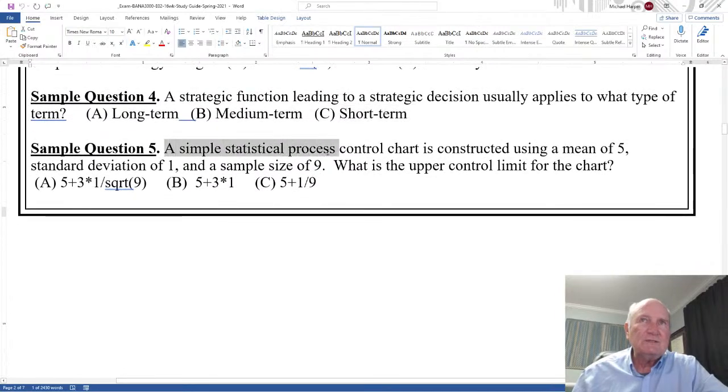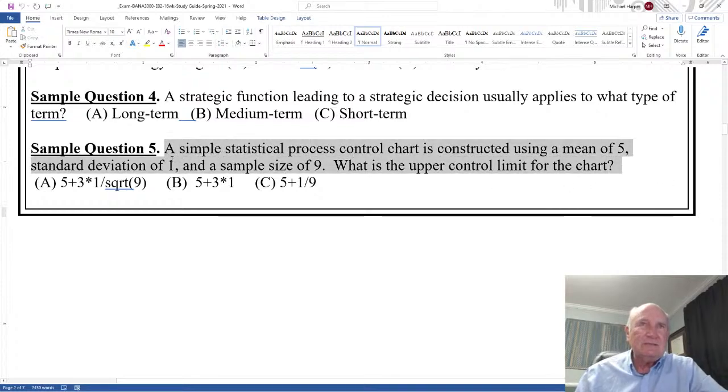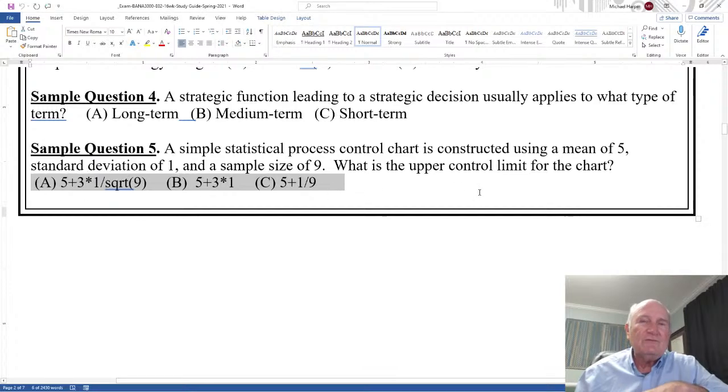A simple statistical process control chart is constructed using a mean of 5, standard deviation of 1, sample size of 9. What is the upper control limit for the chart? Now, this is the exact question and the wording that I will use for question number 5, the 5th question. But the numbers will be different. And notice what the answers are. I don't give the actual number, I give the equation. So be aware and understand what the equation is. Okay?